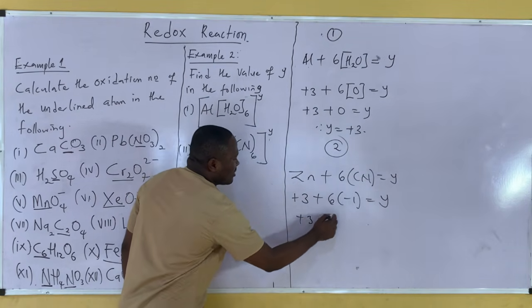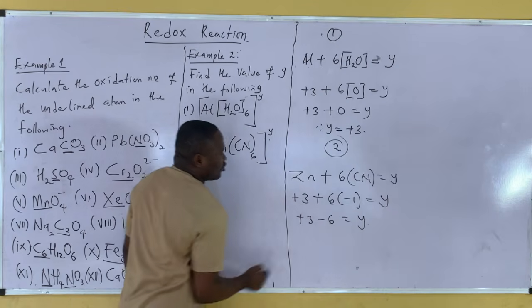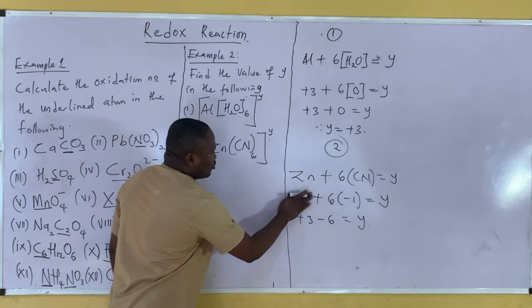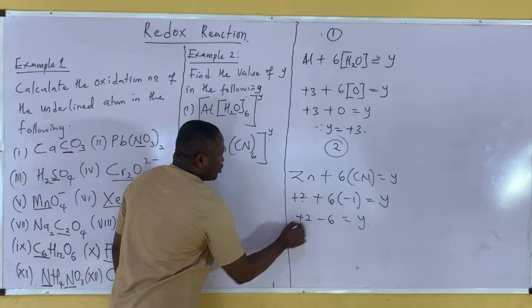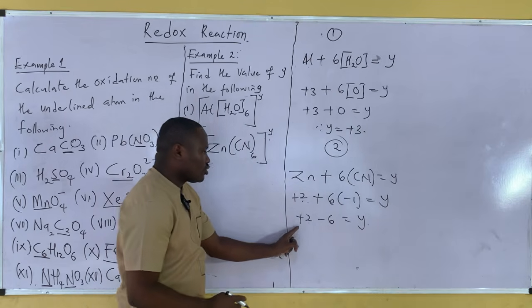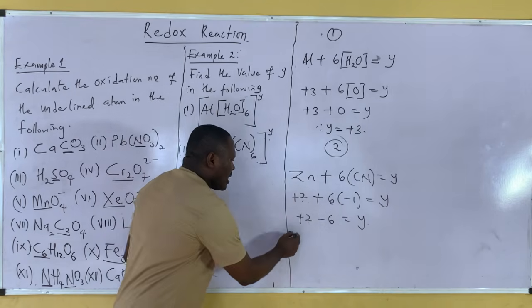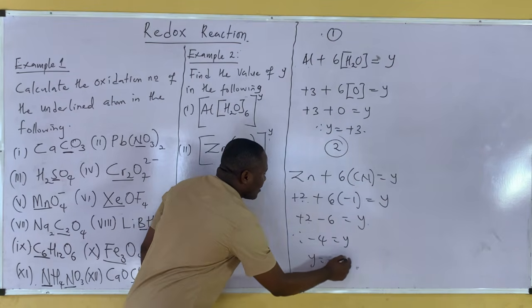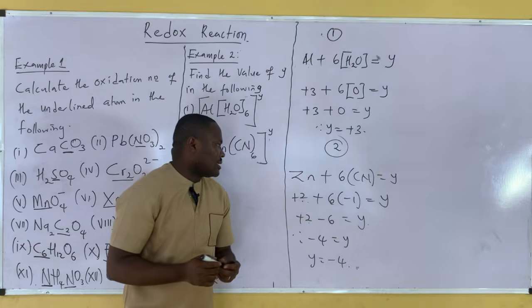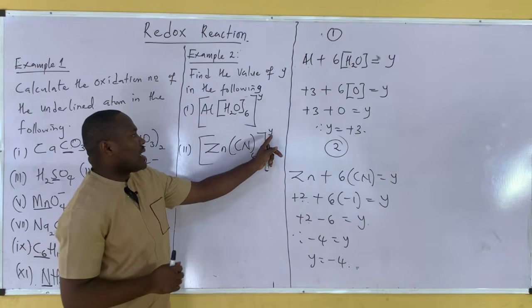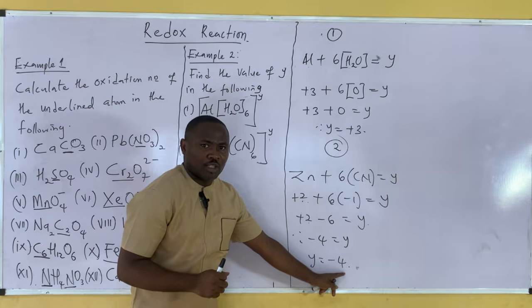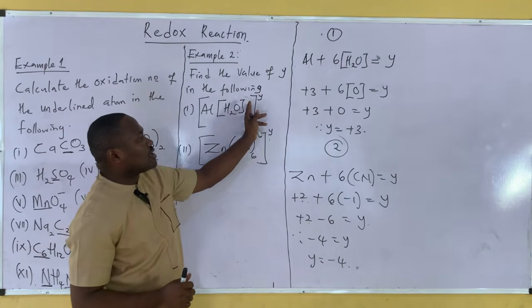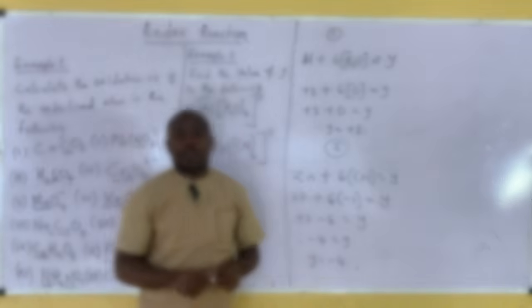Therefore, plus 3 minus 6 is equal to y. Plus 2. Zinc is plus 2, not plus 3. So zinc is plus 2 minus 6 equal to y. Therefore, minus 4 equals y. Y equals minus 4. So it's necessary to know that what y is equal to in this compound is minus 4. But in this expression, it is plus 3.